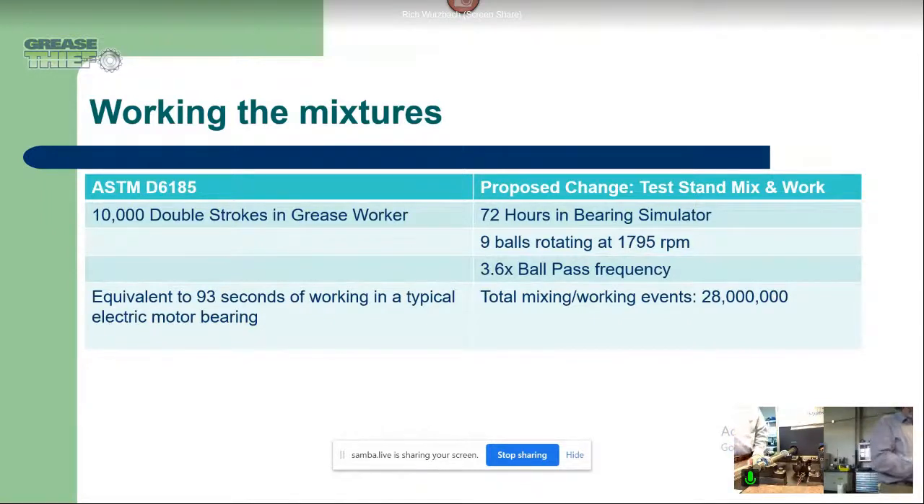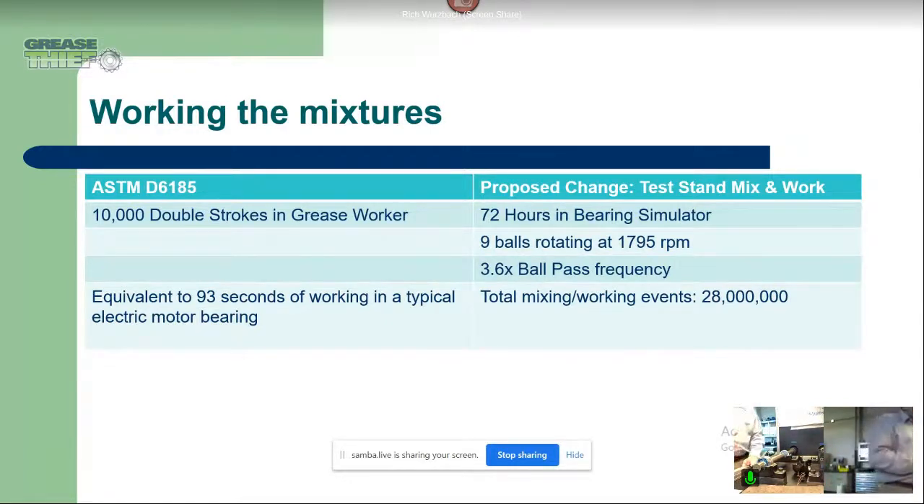Now, the setup of this is that these are 9-ball deep groove ball bearings. They operate at 1795 RPM, and based off of the ball pass frequency on the outer race, we can look at that ball pass as a mixing event. If we take 72 hours at 1795 RPM, 9 balls, 3.6 balls passing that point per revolution of the shaft, that gives us in 72 hours 28 million mixing events. So 10,000 versus 28 million.